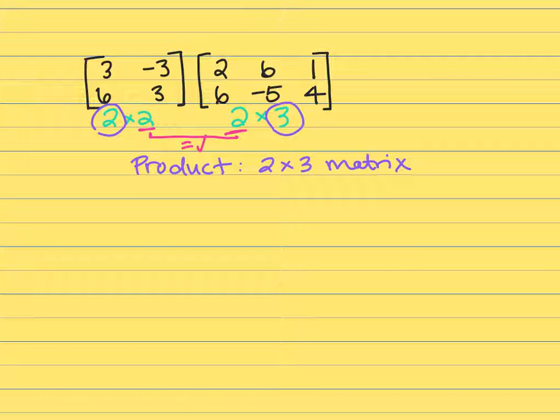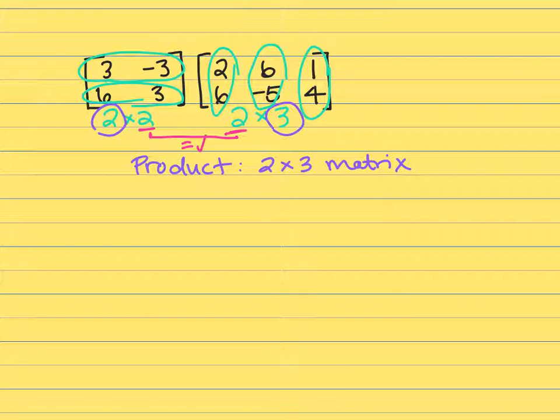So now for the process of how to multiply them. You always want to think about multiplying the rows of the first matrix, so essentially circle the rows of the first matrix, by the columns of the second matrix. So we're going to go each row, multiply each row by each column.